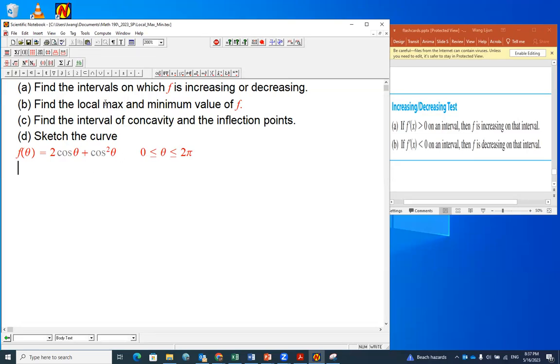But first, let's find the intervals on which the function is increasing or decreasing. According to the increasing/decreasing test, and the functions involved are differentiable, so we can find the derivative. First we're going to find the derivative with respect to theta. If you like to write in the other notation, d/d theta, that's how you can write it if you wish. You can write either one; you don't have to write both.